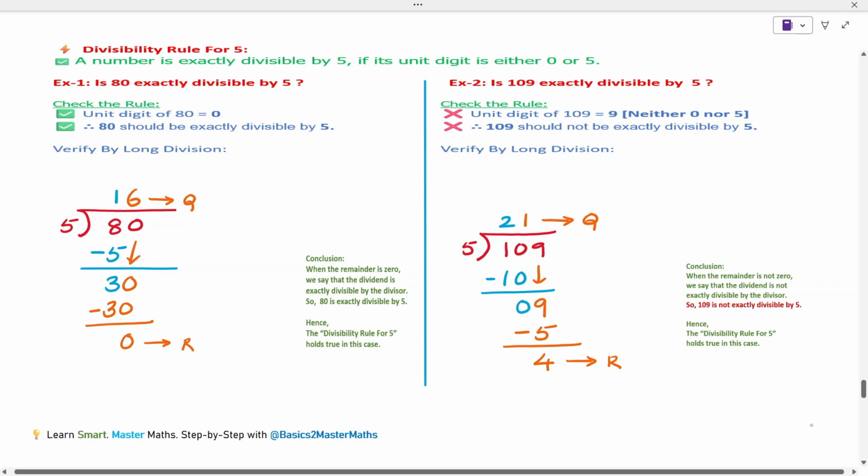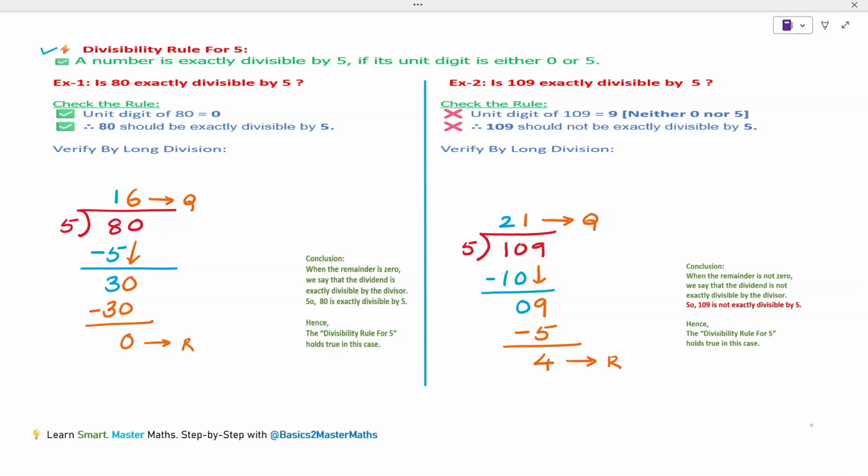Today we are going to learn about the divisibility rule for 5. It says that a number is exactly divisible by 5 if its unit digit is either 0 or 5. Let us try to understand this rule with an example.